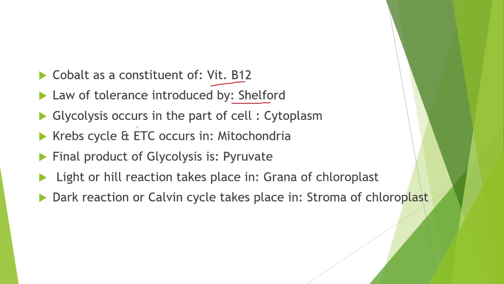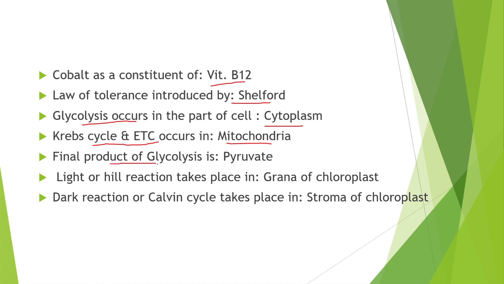The glycolysis cycle occurs in the cytoplasm of the cell. This glycolysis cycle is common in both the aerobic and anaerobic respiration. Next point is the Krebs cycle and ETC, electron transport chain, occurs in mitochondria of the cell. This Krebs cycle is known as C4 cycle and it is related to aerobic respiration.